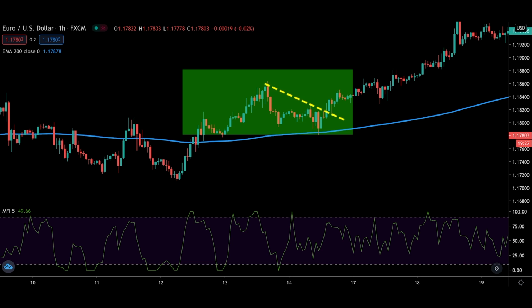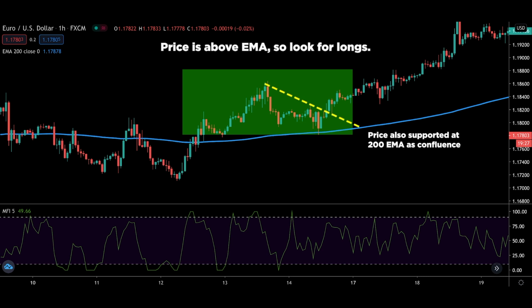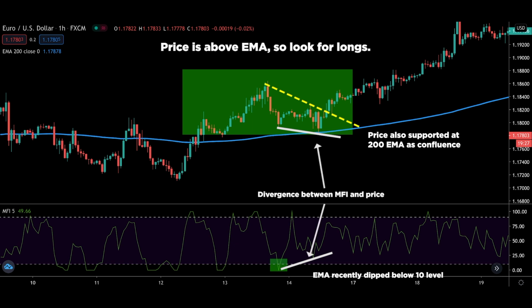In this example, we can see that the price is above the 200 period exponential moving average, which means we only want to be focusing on buying setups. We see that the MFI has reached an oversold area as it goes below the oversold region of 10. Looking at the MFI and price, we see that there is a divergence. And finally, the buy entry trigger was confirmed when the price broke the descending trend line. You should place your stop loss at the recent swing low in this case.